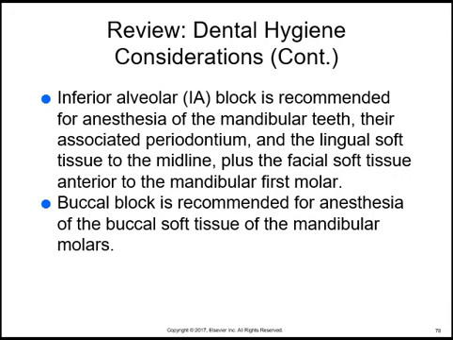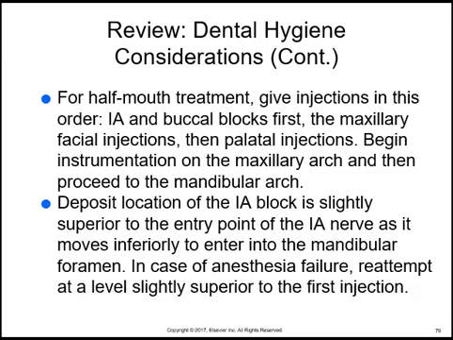The IA block is the one that's recommended for anesthesia of the mandibular teeth and the associated periodontium, as well as the lingual soft tissue to the midline, plus facial soft tissue anterior to the mandibular first molar. Then you withdraw from the IA block and you reinsert for the buccal block, which is recommended for anesthesia for the buccal soft tissue of those mandibular molars that was not captured with the IA block.